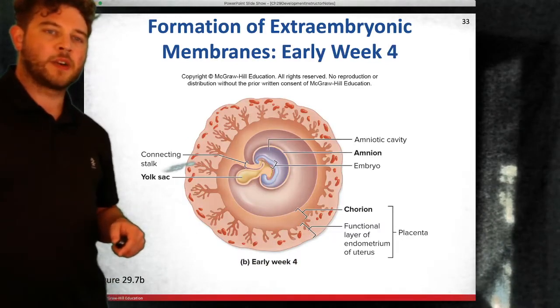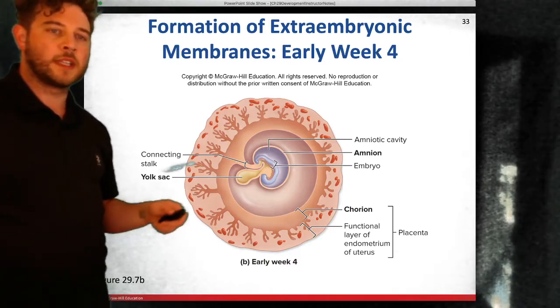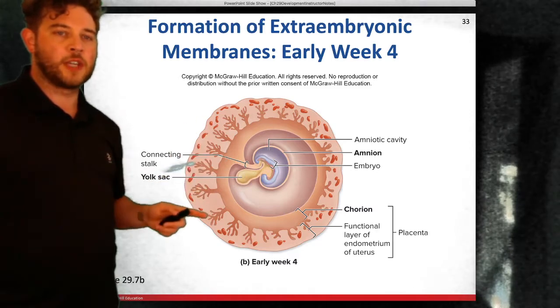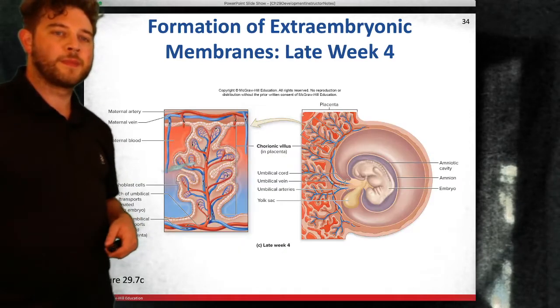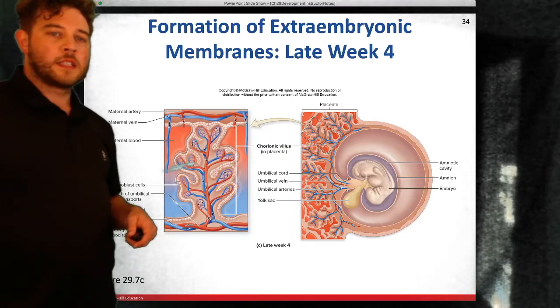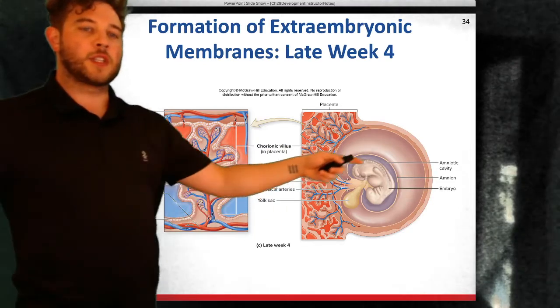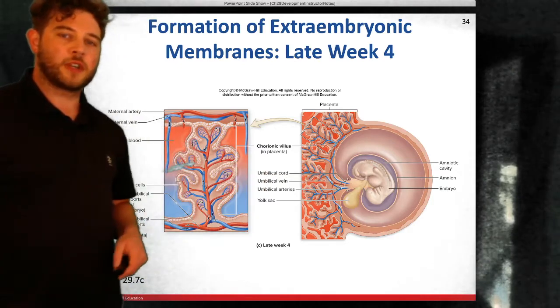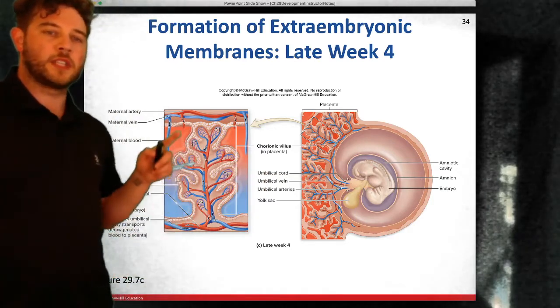This is by early week 4. You can see that the yolk sac is starting to shrink, the amnion is starting to grow, as well as the functional layer of the uterus and the chorion. This is into late week 4. So now we're definitely in that embryonic period. We're starting to have some basic rudimentary structures being formed. You can see increased vascularization.